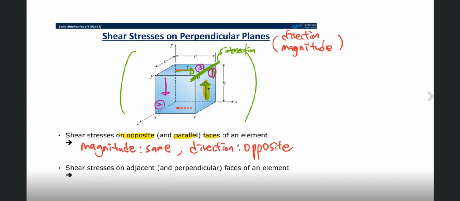line, alright? Or if we consider phase 4, here, again, the shear stress on adjacent faces, right? With reference to phase 1, the shear stress on adjacent faces of an element are equal in magnitude, and the direction is away from the other intersection line.